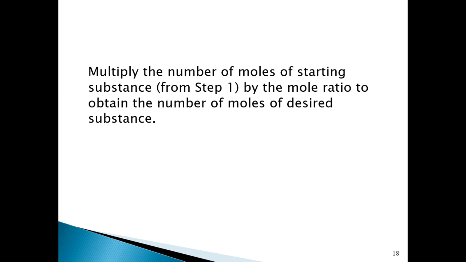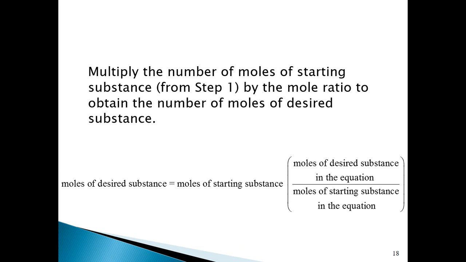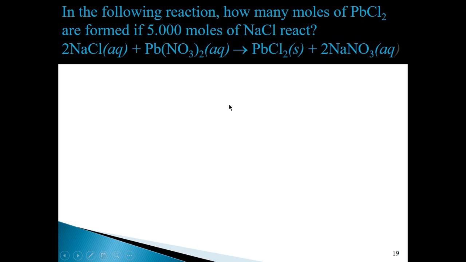Then we multiply the number of moles of the starting substance from step 1 by the mole ratio to obtain the number of moles of the desired substance. So we set it up like this. Once we establish the mole ratio here, we multiply the moles of the starting substance by this ratio, and that will give you the moles of the desired substance. Now we can apply that to this particular example. Let me turn on the pen here.